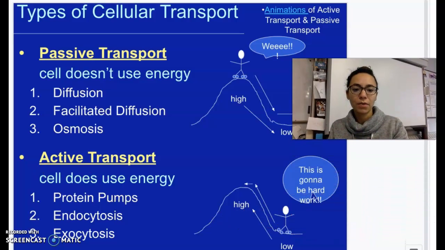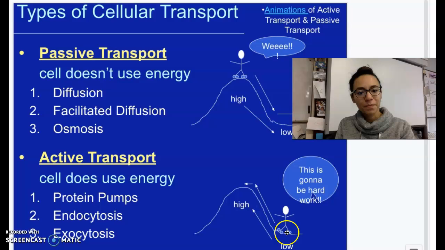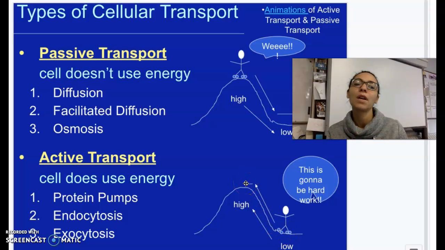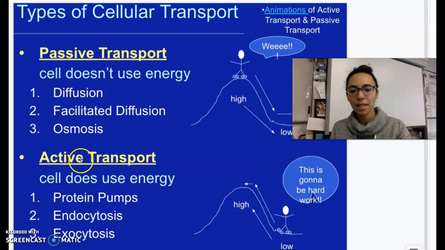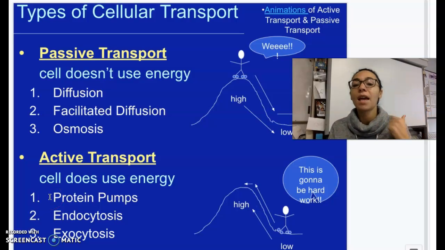So this, for example, is like rollerblading up the hill, right? That takes a lot more energy. That's not the way gravity wants you to go, so you have to use your muscles and really push yourself up the hill. Okay? Same thing cells are doing. It requires energy. So some examples of this that we'll cover later in the unit are protein pumps, endocytosis, and exocytosis.